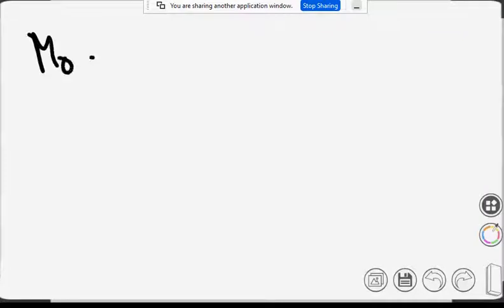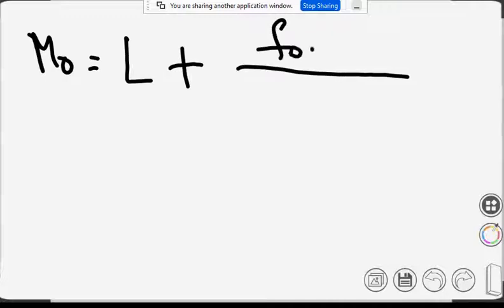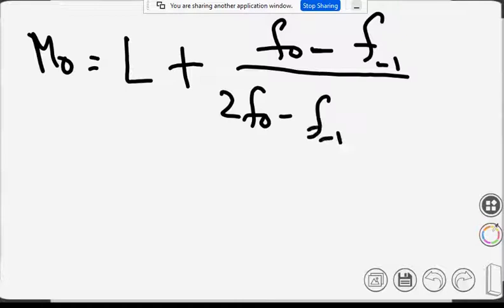So the mode formula is L plus small f1 minus small f0 by 2 times small f1 minus small f0 minus small f2, into H. So that is the formula for mode for grouped data.